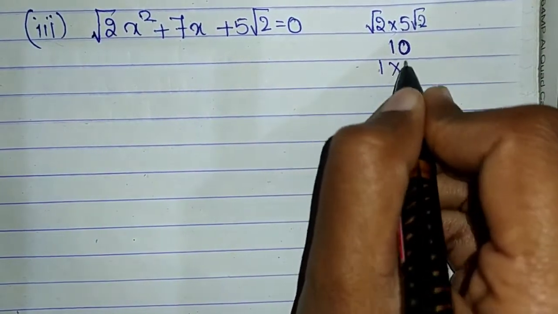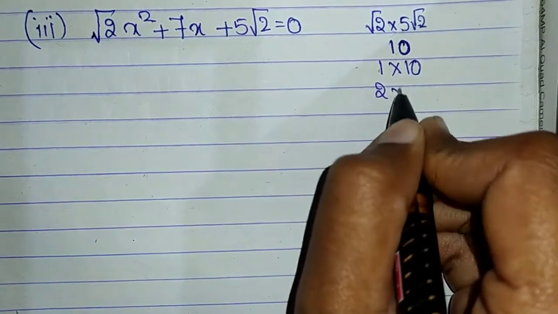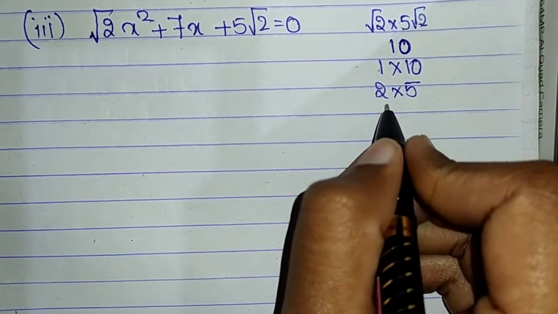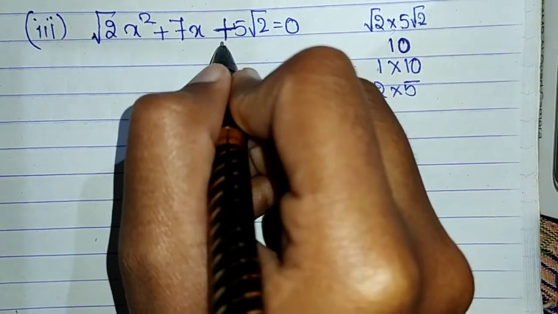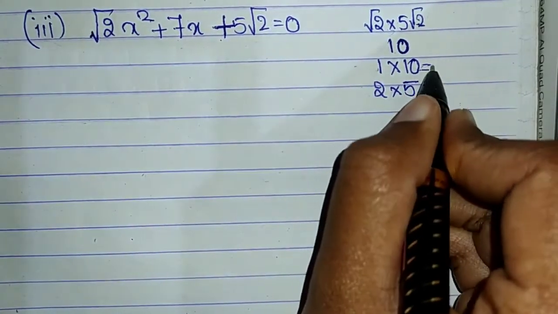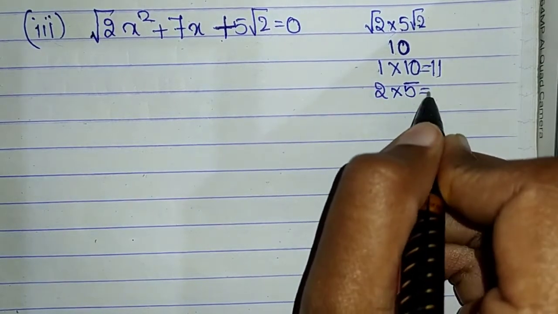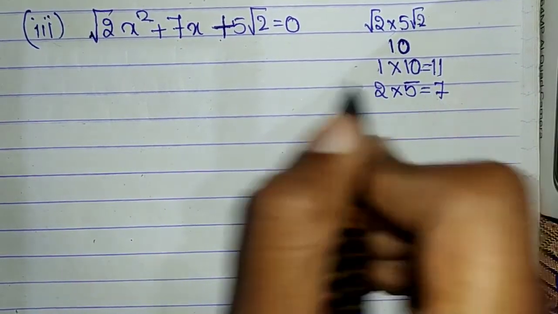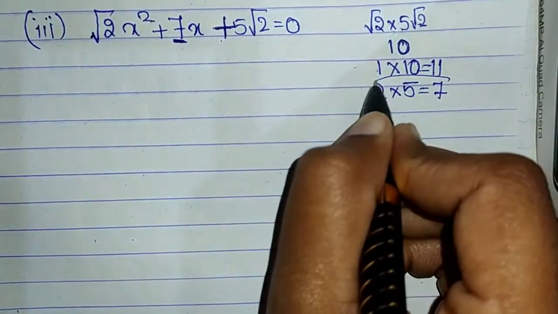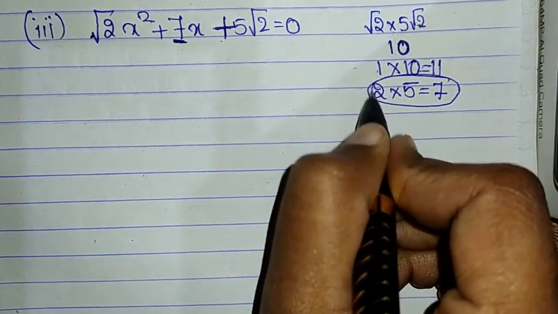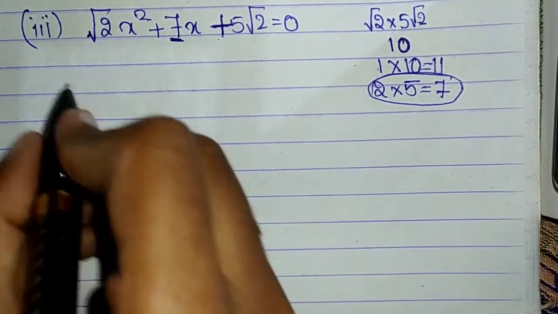So 1 into 10, first factor, 2 into 5 is the second factor. Now the sign before the third term is plus. So let's add them. 10 plus 1, 11, 5 plus 2, 7. The middle number is 7. So this is the second set of factors, the set of factors which are required.